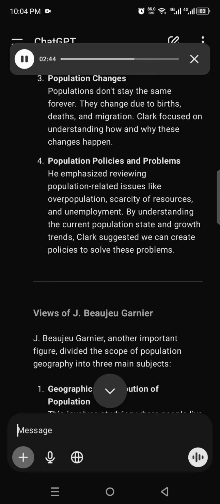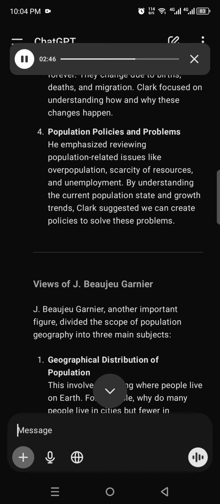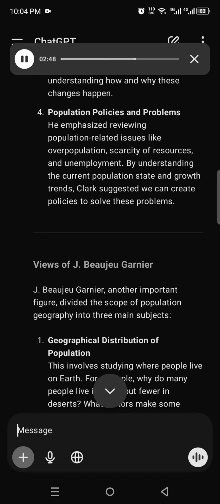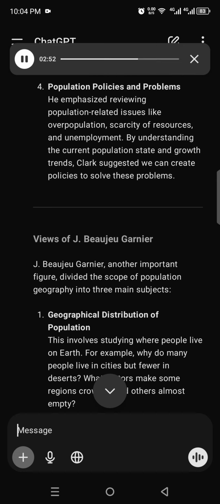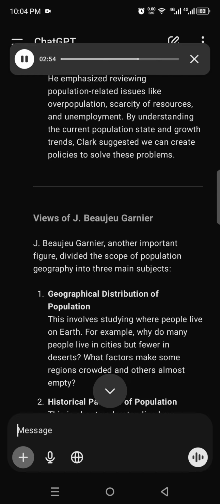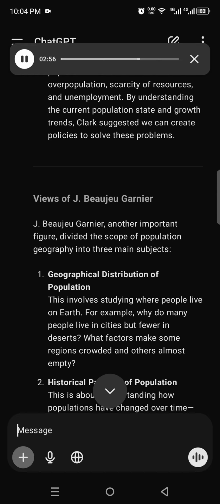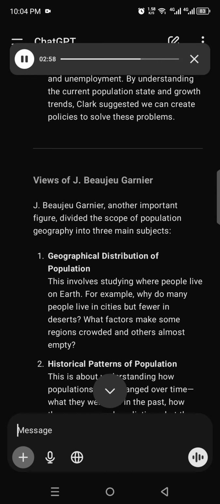4. Population policies and problems. He emphasized reviewing population-related issues like overpopulation, scarcity of resources, and unemployment. By understanding the current population state and growth trends, Clarke suggested we can create policies to solve these problems.